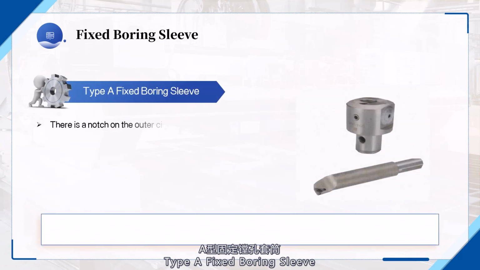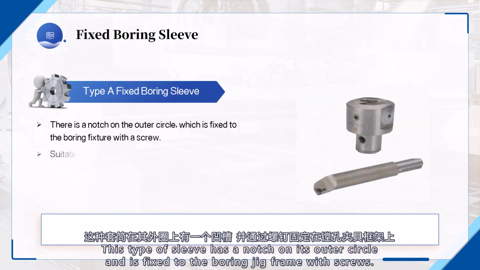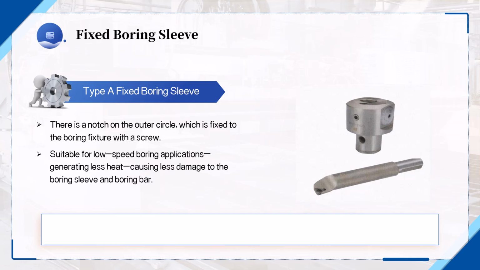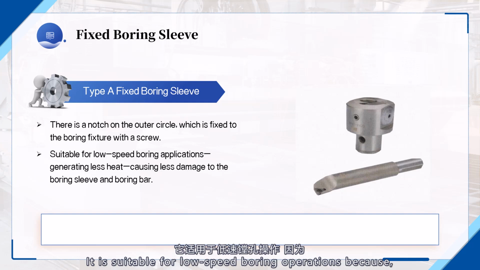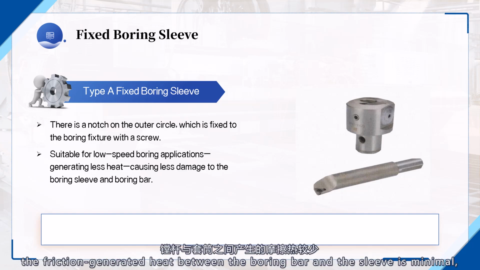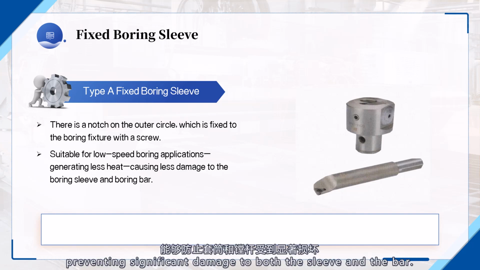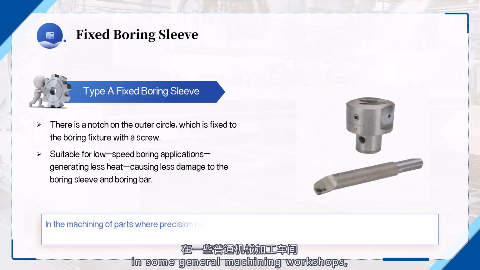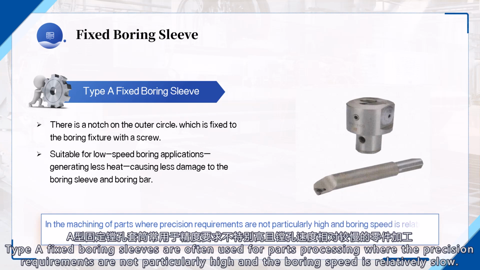Type A fixed boring sleeve. This type of sleeve has a notch on its outer circle and is fixed to the boring jig frame with screws. It is suitable for low-speed boring operations because, at low speeds, the friction-generated heat between the boring bar and the sleeve is minimal, preventing significant damage to both the sleeve and the bar. For example, in some general machining workshops, Type A fixed boring sleeves are often used for parts processing where the precision requirements are not particularly high and the boring speed is relatively slow.